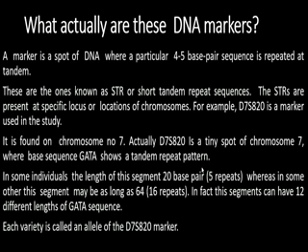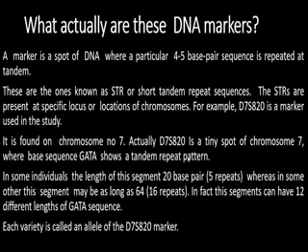A tiny spot of DNA where a particular 4 to 5 base pair sequence is repeated in tandem. These are the ones known as STR or short tandem repeat sequences. The STRs are present at specific locations of chromosomes. For example, D7S820 is a marker used in the study. It's found on chromosome number 7. Actually, the base sequence in this marker is GATA, G-A-T-A, guanine, adenine, thymine, adenine. And it shows a tandem repeat pattern.